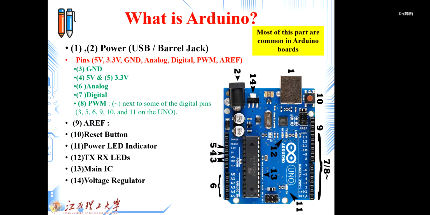On the board, you can see, suppose, the ground pin, as mentioned in 3, and we have one more here at the top. You can have 5 volts and 3.3. You can have analog reading pins labeled A0 to A5. You can have digital ones labeled 0 to 13, and meanwhile you have some PWM pins which are marked with a special symbol like this.